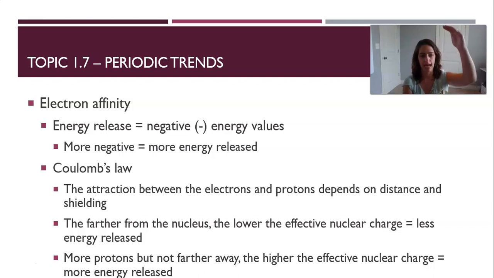So as you go down a column, the farther the electrons get from your nucleus, it's getting bigger, the electrons are getting farther away. You have a lower nuclear charge. That means you're going to release less energy. So you're going to have a lower electron affinity. And then as you move across a row, you're gaining protons, but they're not going farther away. So you have a greater effective nuclear charge, so more energy is going to be released. So it's a greater electron affinity.